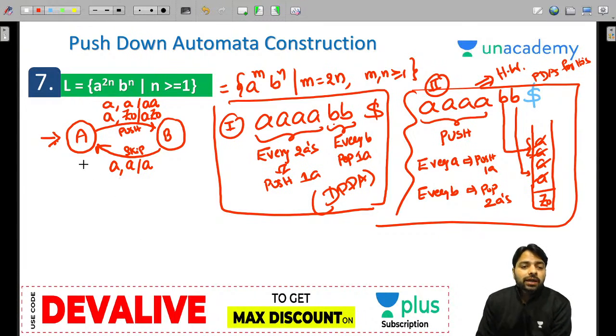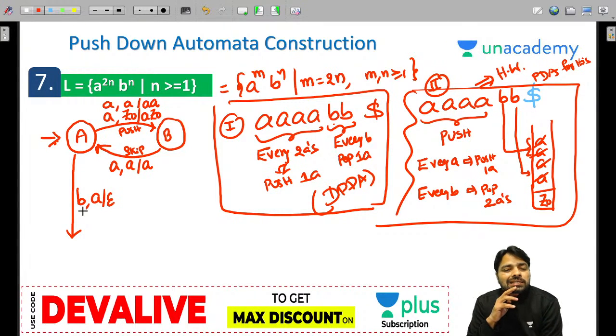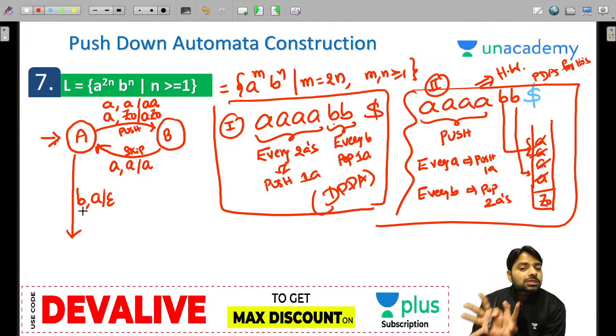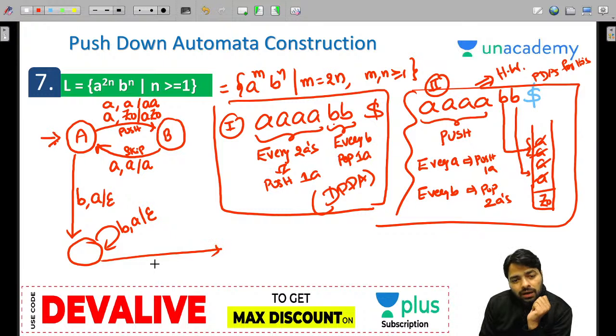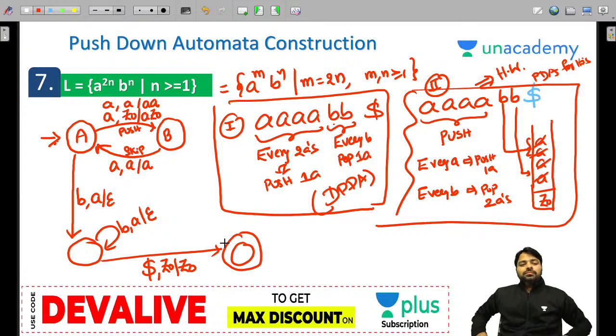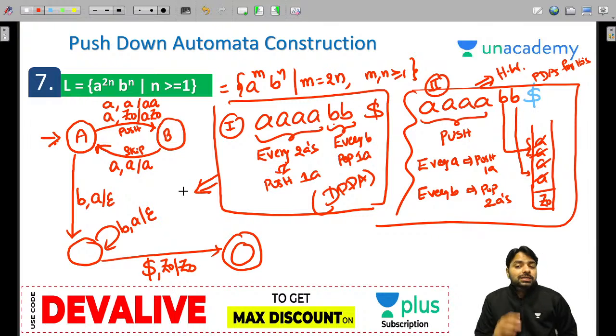Now from here only B should come. Remember, every B pops 1 A, because if there are 100 A's, then we have guaranteed only 50 A's on the stack. That means those 50 A's on the stack must match with the 50 B's in the input. Then every B pops 1 A. And when dollar comes, then the stack must be empty, meaning Z0 only should be there. Clear? This logic can be designed using a DPDA, but the second logic, you can't, because you can't look at two symbols at a time using a DPDA. That is the reason I didn't make it.